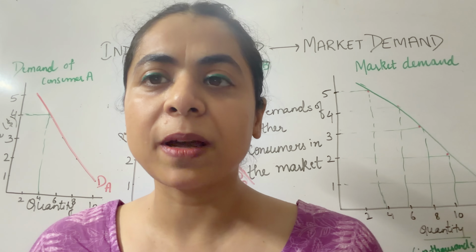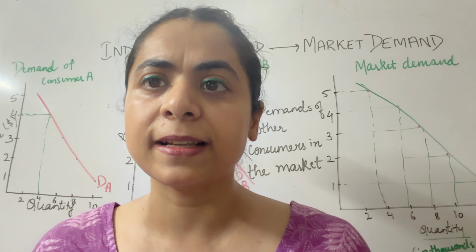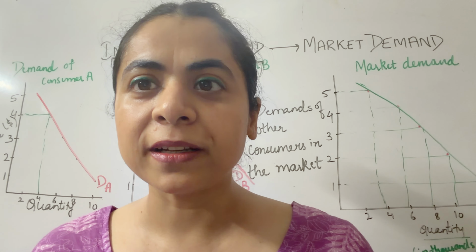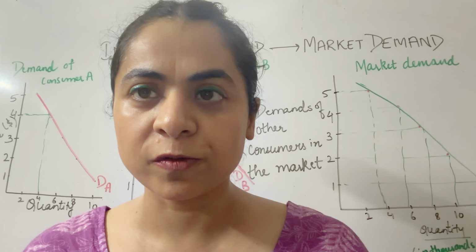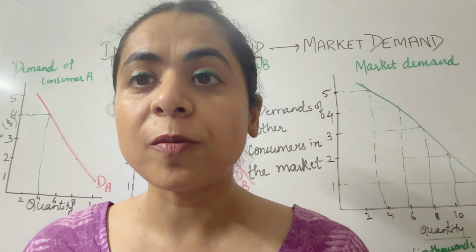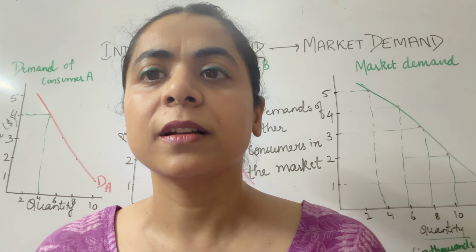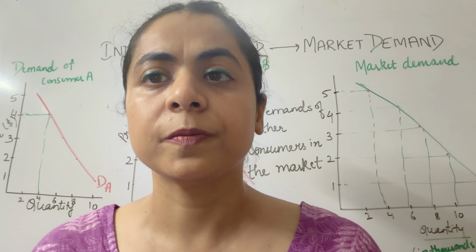Here we have assumed a competitive market where firms are selling similar products and no single seller or buyer is able to influence the price of the product. There are a large number of buyers and sellers and the market price is determined by the intersection of market demand and market supply curves.